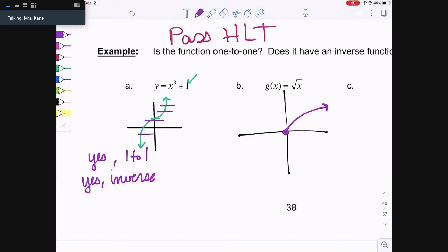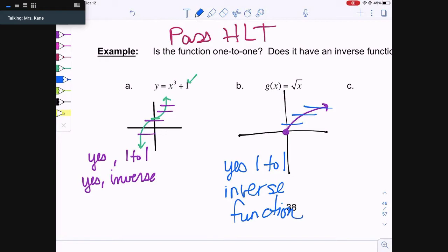Is that function 1-to-1, Emma? Does it pass the horizontal line test? Yeah. It keeps increasing. It might be a gradual increase, but it's never going to flatten out horizontally. So yes, it's 1-to-1, and then it also has an inverse function that we can find.